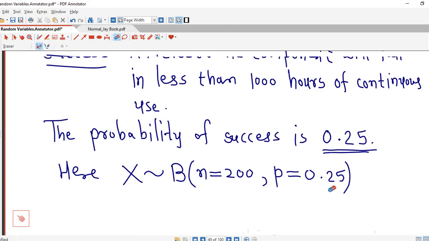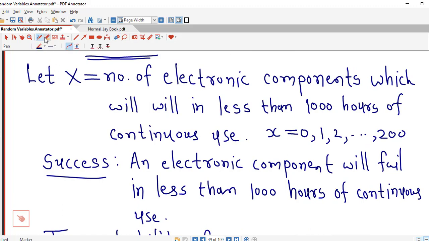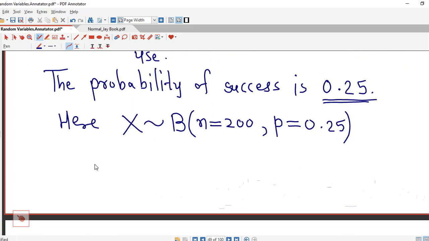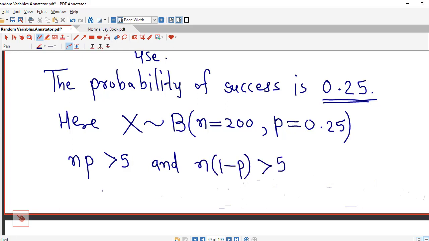So now we come back to this problem. Here we can mention that n into p is greater than 5, as we have done the calculations, and n into 1 minus p is also greater than 5. Therefore binomial random variable X can be approximated by normal random variable X.